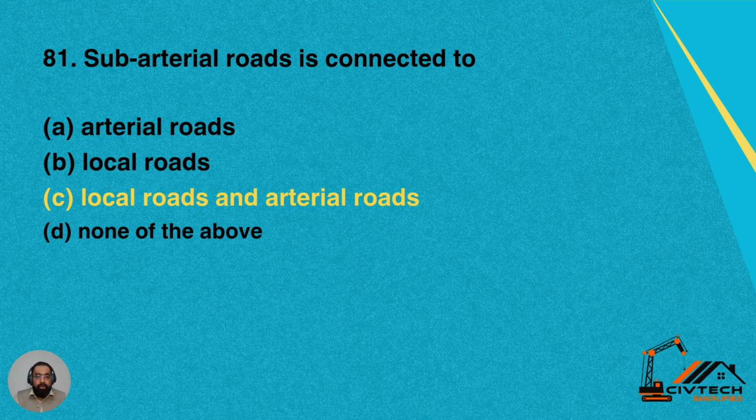Question 81. Subarterial road is connected to dash. So it's the medium type of road. It will be definitely connected or linked with the main road or the arterial road, and then the small or local roads. So this is the middle part of the road, so it will be connected on both sides. On one side, it will be connected with the main highway or the main road, and on the second end, it will be connected to the local road. So option C is correct, which is local roads and arterial roads. It will be connected with both of them.